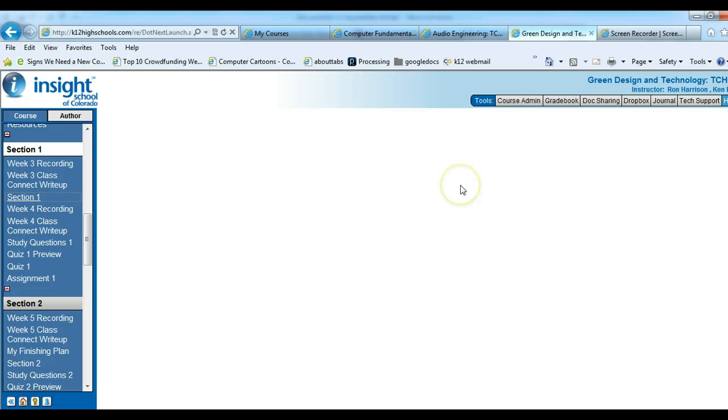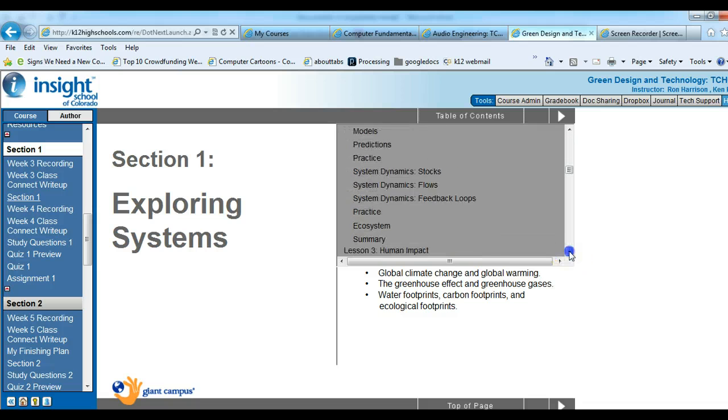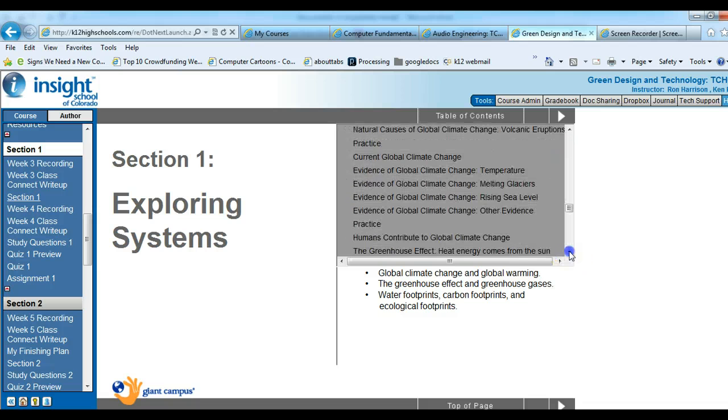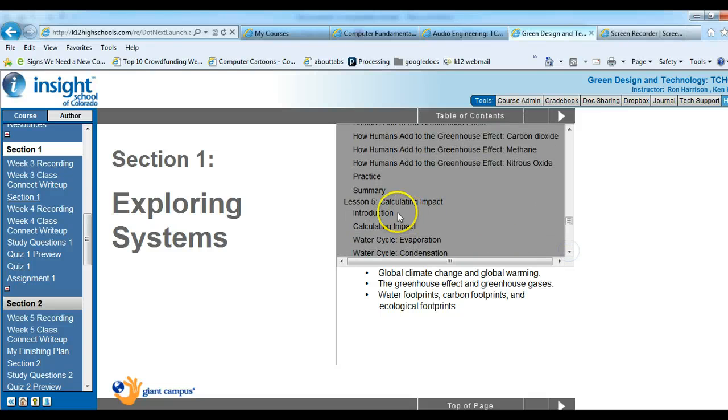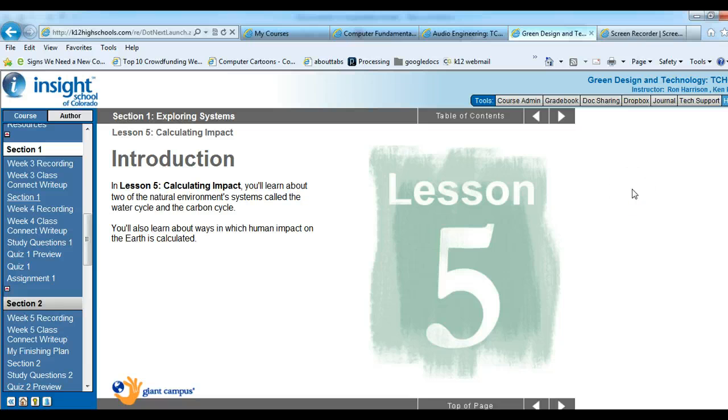Okay, let's go back to section 1, and now we need to go into Lesson 5. Lesson 5, it's the same write-up questions. So now we're going to calculate our impact. So when we think about our impact, that means the effect that you have on the environment.